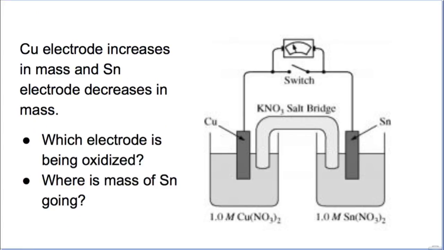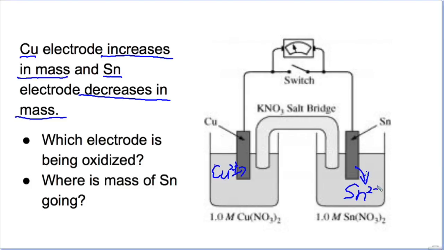Now let's look at the real problem on the AP exam. We are given a galvanic cell whose electrodes are made of copper and tin, respectively. We also know that the copper electrode increases in mass and the tin electrode decreases in mass. So what can we know from that? If the mass of the copper is increasing, that means the copper ions are jumping onto the metal bar, while the tin ions are jumping off of the metal bar, as you can see here.